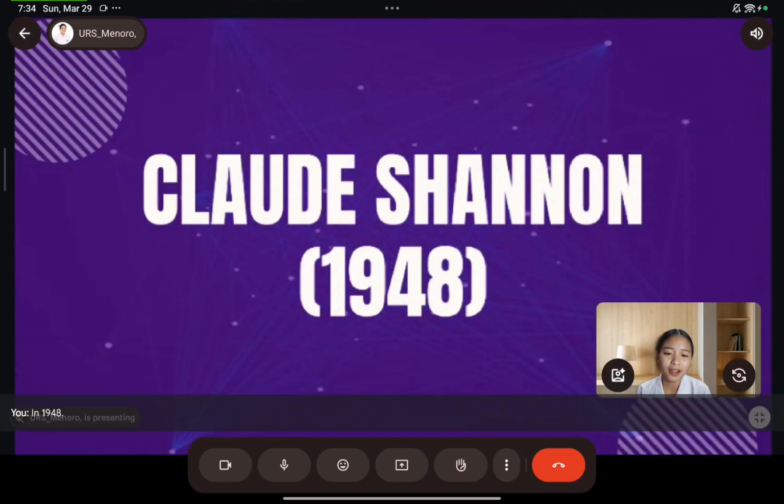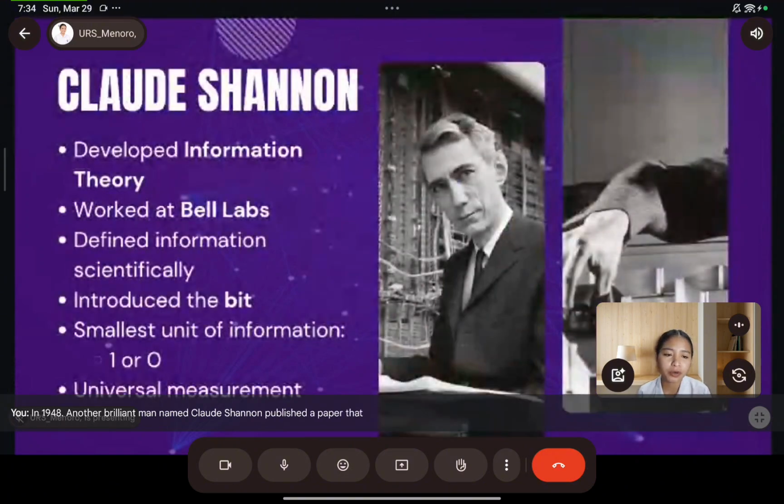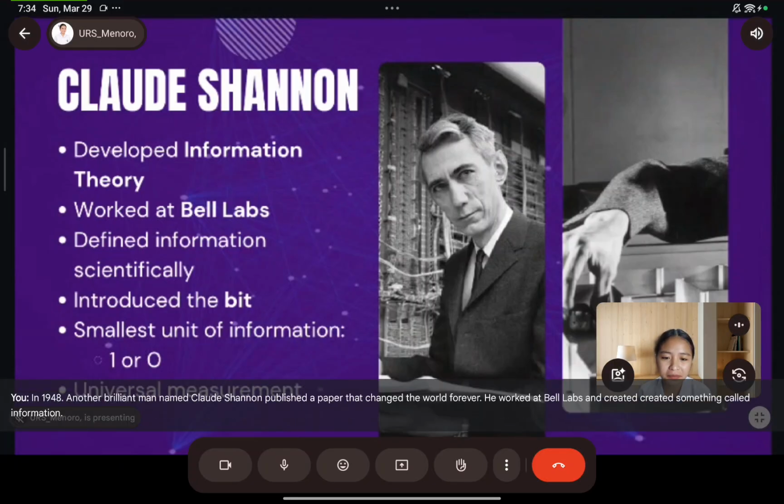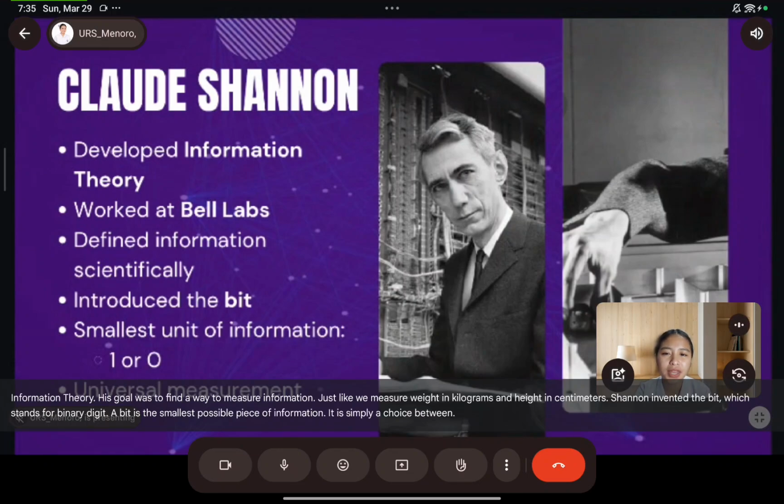In 1948, another brilliant man named Claude Shannon published a paper that changed the world forever. He worked at Bell Labs and created something called information theory. His goal was to find a way to measure information, just like we measure weight in kilograms and height in centimeters. Shannon invented the bit, which stands for binary digit. A bit is the smallest possible piece of information. It is simply a choice between two things, like a 1 or a 0.